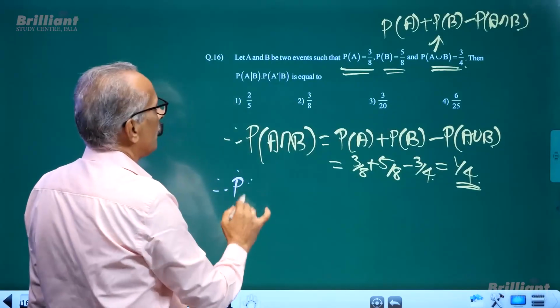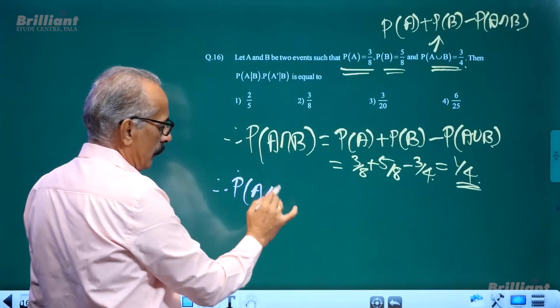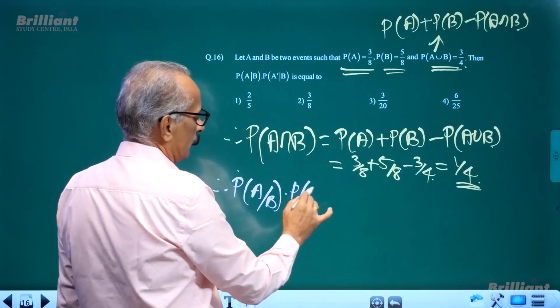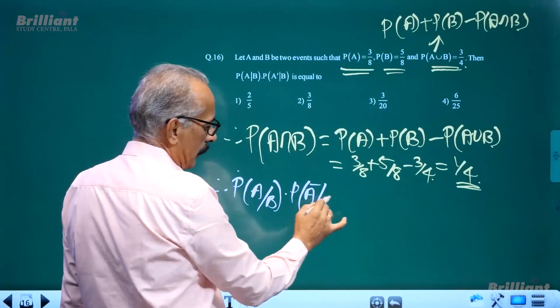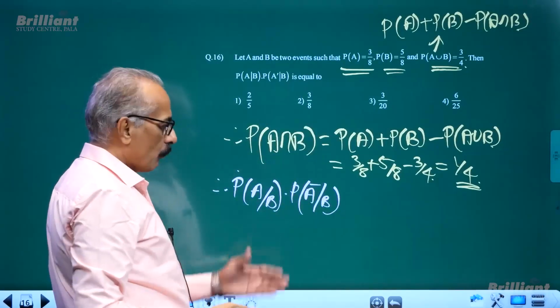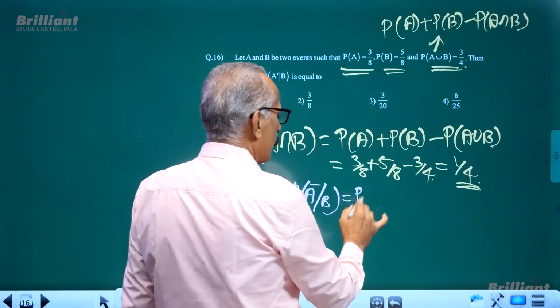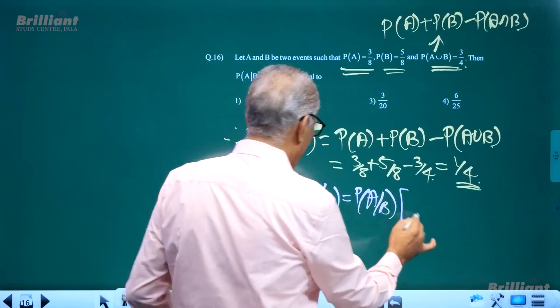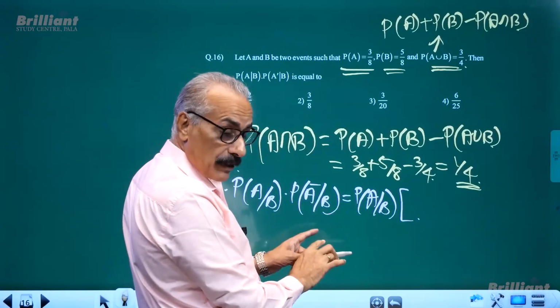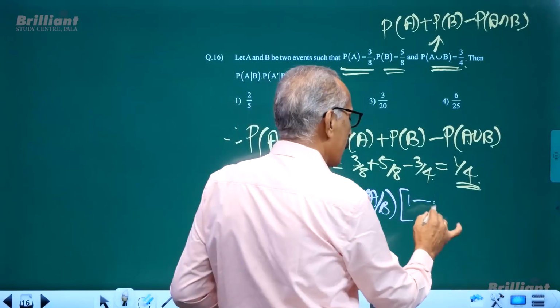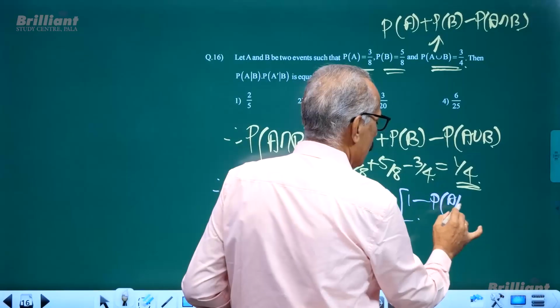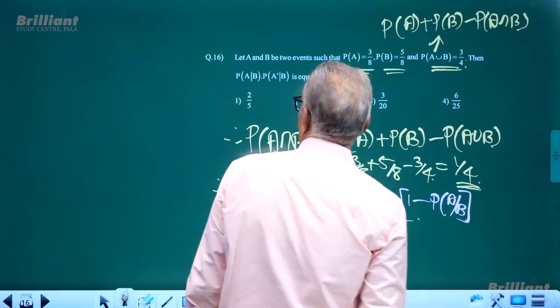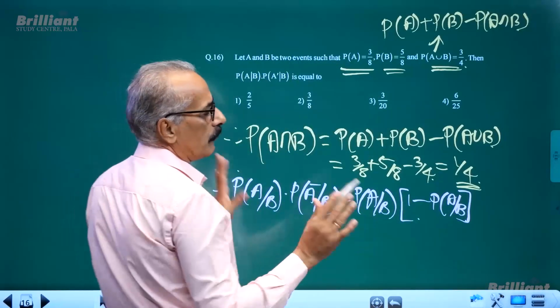Therefore, probability of A given B into probability of A bar given B. A dash means A bar. What is the meaning of it? This is probability of A given B into probability of A dash given B, or A bar given B, which is 1 minus probability of A given B. Clear? So we can calculate probability of A given B only.